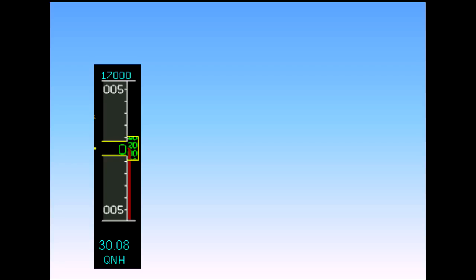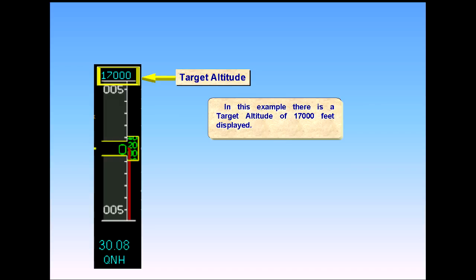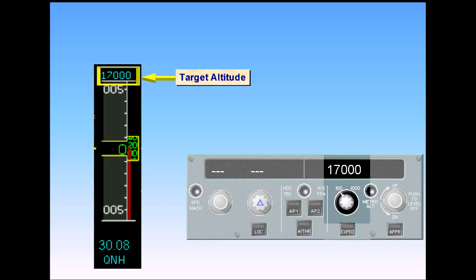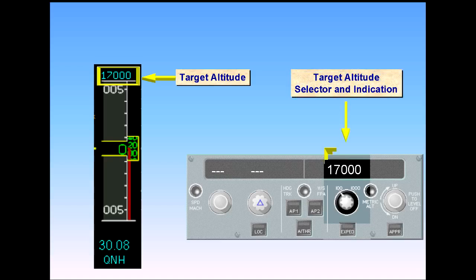In this example, there is a target altitude of 17,000 feet displayed. On the Flight Control Unit, FCU, there is an altitude selector, which shows the current selected altitude.